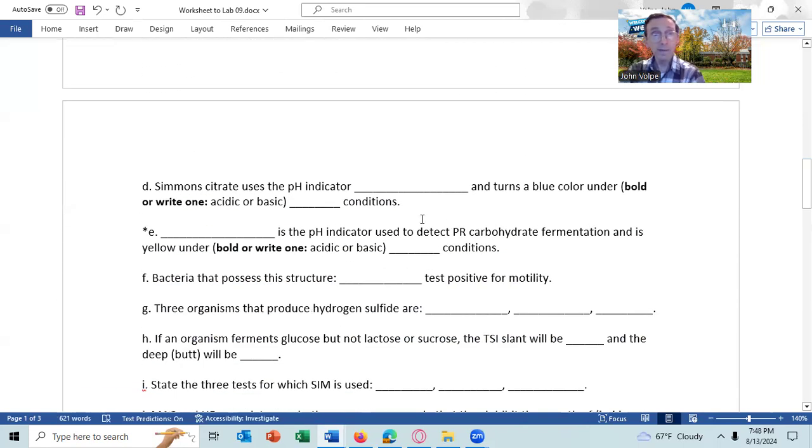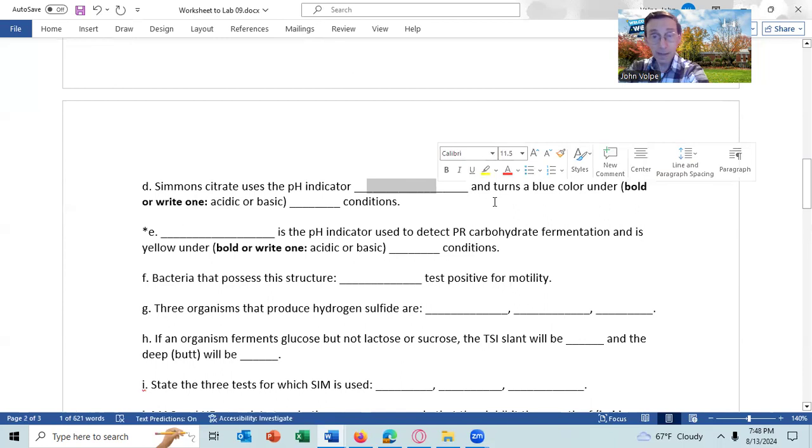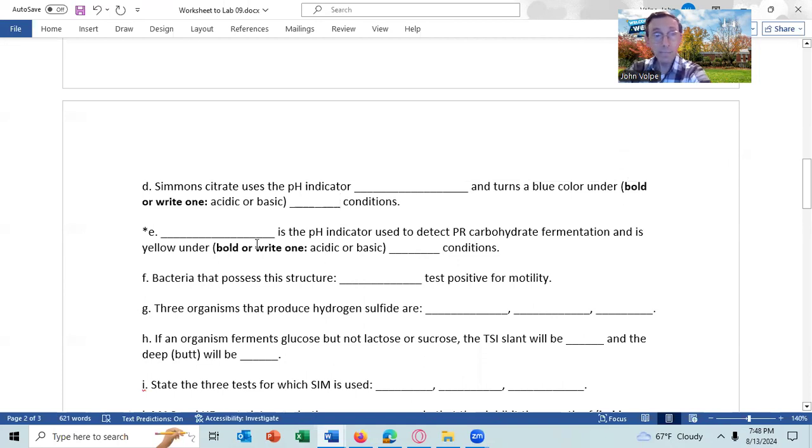2D, Simmons citrate uses a pH indicator. So name the pH indicator. And that pH indicator turns blue under, write one or underline or circle one, basic or acidic conditions. 2E, what is the pH indicator used to detect carbohydrate fermentation, and is yellow under, write one, acidic or basic conditions? You could also underline or highlight, or circle it. I'll give you a hint here: the name is what PR is an abbreviation for.